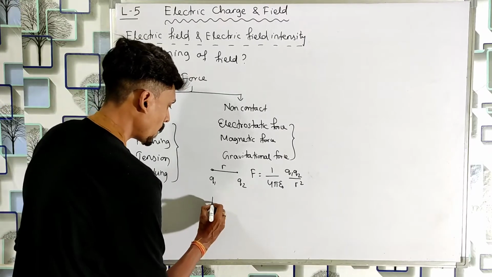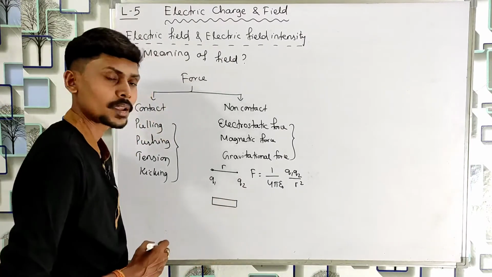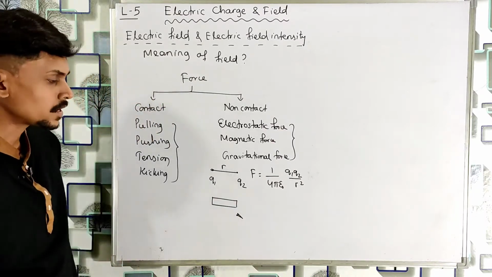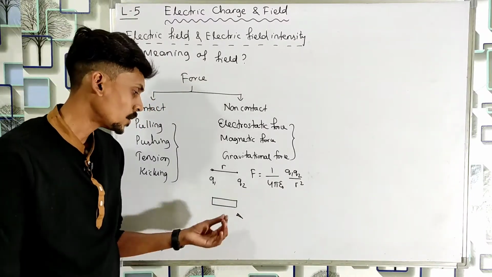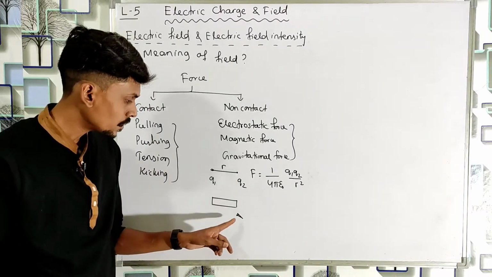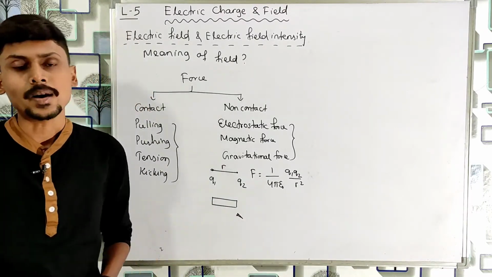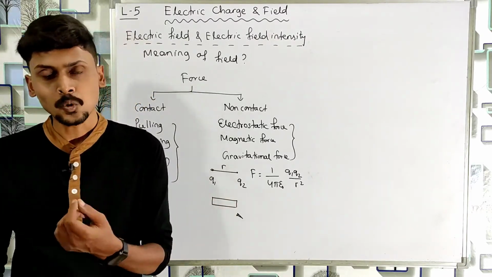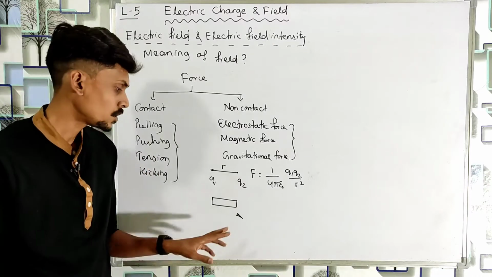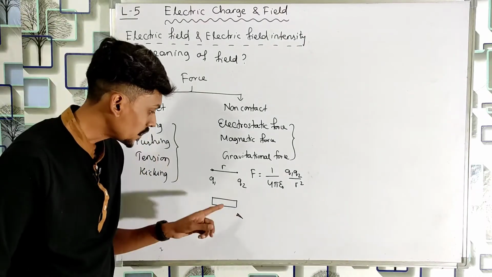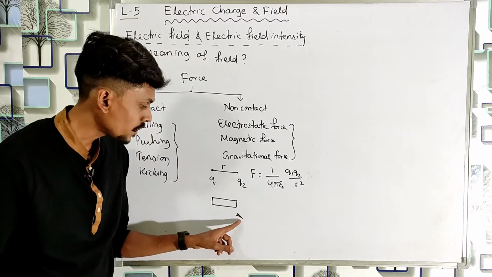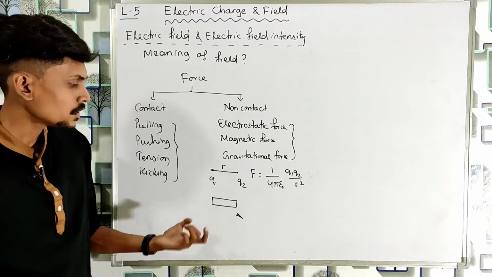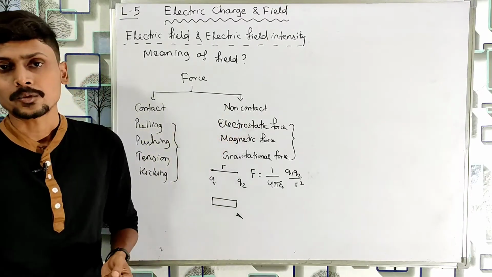Similarly, if you have a bar magnet and you place a small iron nail near the bar magnet, then you will see that the iron nail will be attracted towards the bar magnet. It means the bar magnet exerts a magnetic force on the iron nail. But here there is no physical contact between the iron nail and the bar magnet, but still there is a magnetic force. Again, this is an example of non-contact force.